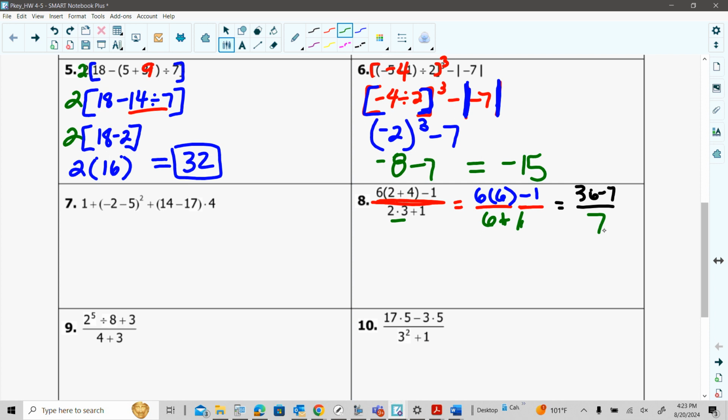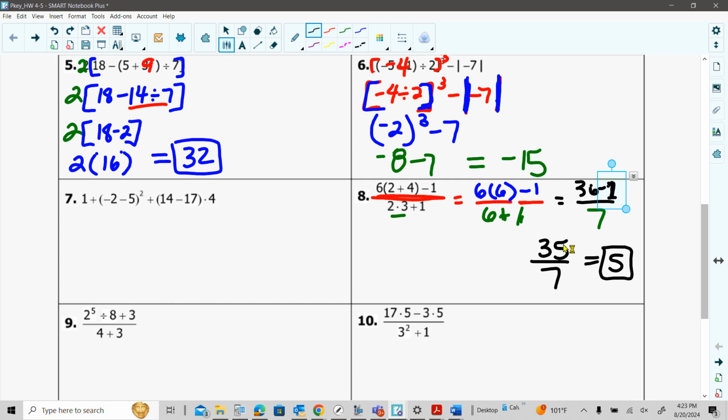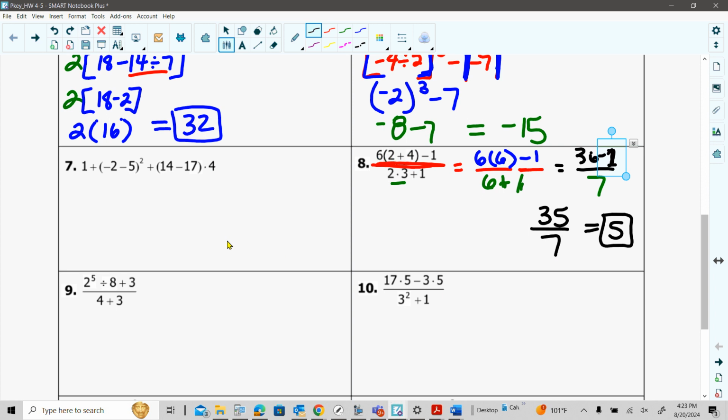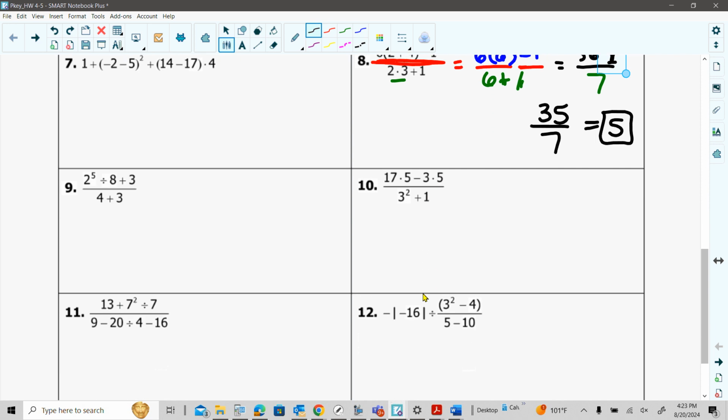Jumped the gun. All right, so simplify this. This is a 1, guys. Hopefully you see that. It looks like a 7, but it's a 1. This ends up being 35 over 7, which reduces to 5. So try to do number 9 and number 10. 11 will be a fraction answer, so try that.